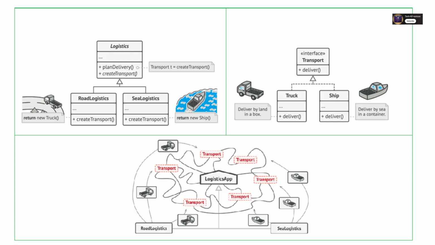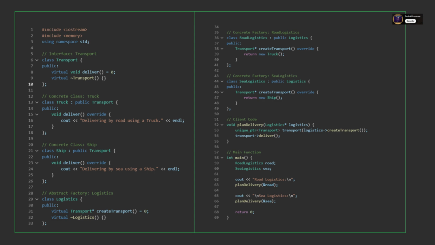The factory method pattern replaces direct object creation, new, with a method that returns objects. While it still uses new, it's now done inside the factory method, making object creation flexible and easier to override in subclasses. For example, truck and ship both implement the transport interface with a deliver method. Road logistics returns a truck, and sea logistics returns a ship. The client code only relies on the transport interface, not the actual object type, ensuring flexibility and decoupling creation from usage.